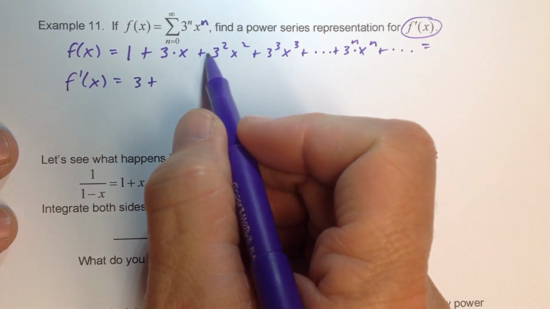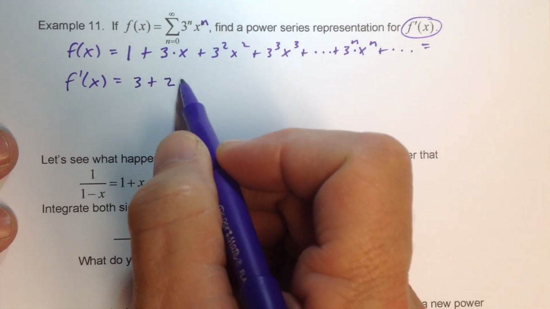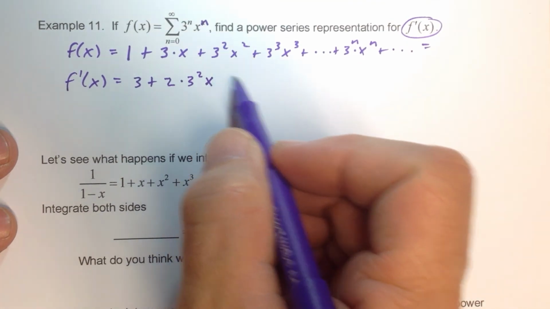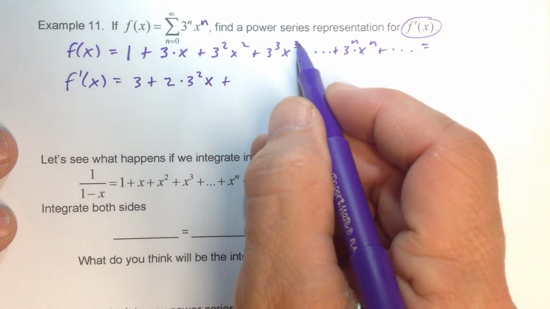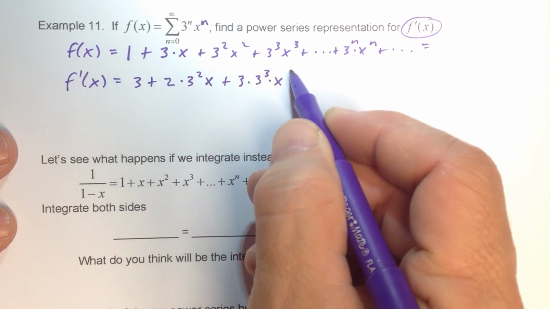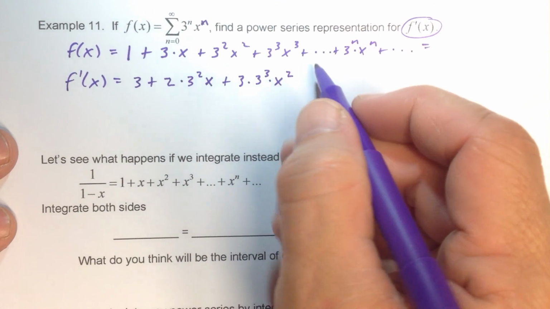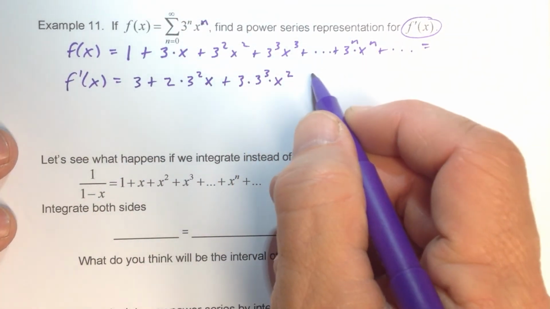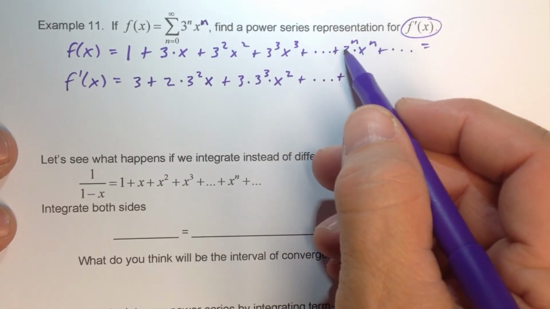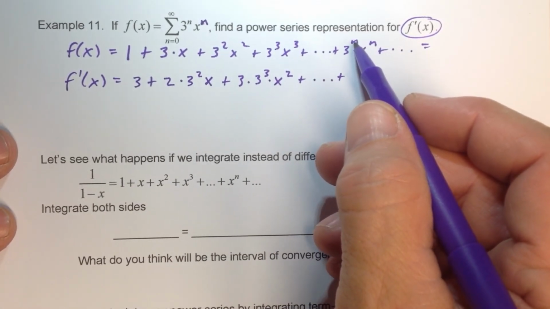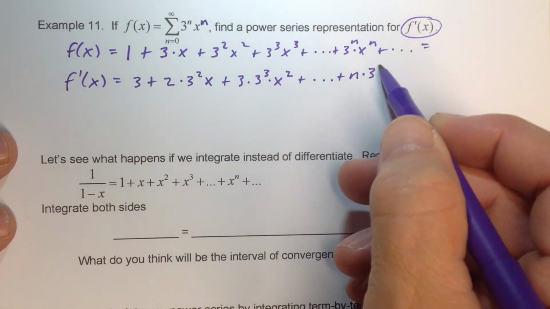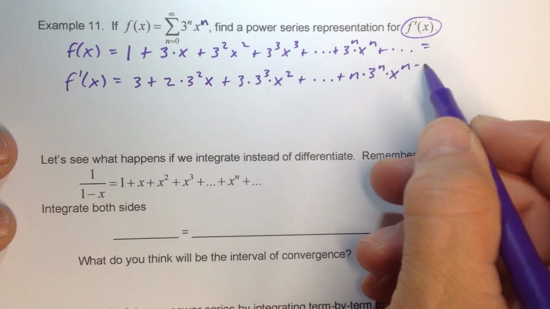I'm gonna write 2 times 3 squared times x to the 2 minus 1. Okay, and then plus, and then we have 3 times 3 cubed times x to the 3 minus 1, which is 2. Okay, that helps me get my nth term. Not that I necessarily would need that right now, because here we see 3 to the n, so we can write n times 3 to the n times x to the n minus 1.